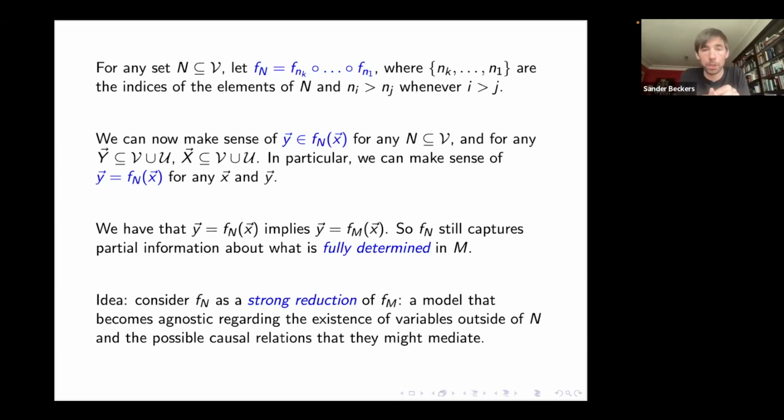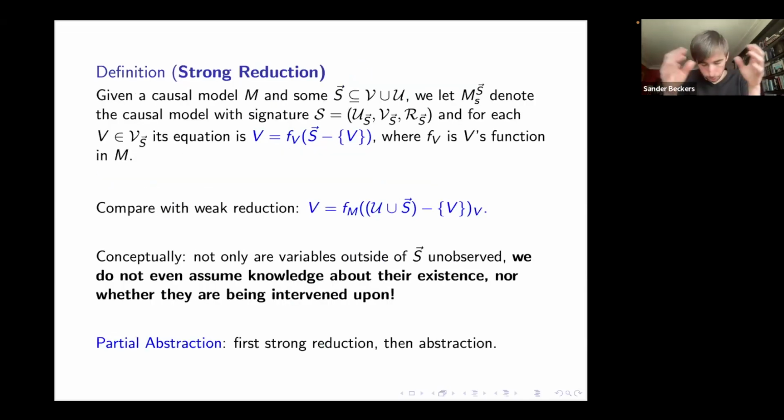But if you have a relation which is identifiable in the strong reduction, then it definitely also exists in the original model. Now, how to think of this? The variables that we're reducing away, we don't even assume knowledge about their existence. So with weak reduction, we assumed that they were just unobserved, but they were just being there and they were just still mediating all the influence. We weren't intervening. Here, the idea is we don't even know that they exist, and whether there's one variable or multiple, we also don't know whether they're being intervened upon or not. We're becoming agnostic regarding that, and then we're going to consider what the result is.